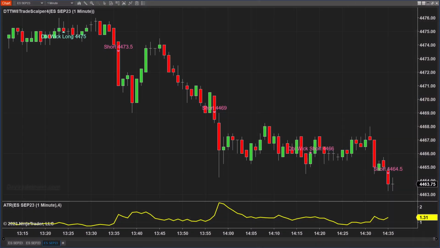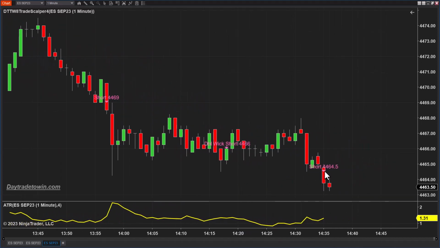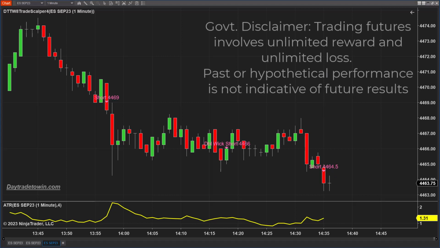Hello traders, it's Friday, July 7th, and I'm using Daytradetowin software, specifically the Trade Scalper. These are the orders and the signals based on price action. Usually on Fridays we like to be done a little bit earlier, but there's still a lot of action left here in the day on this Friday afternoon.